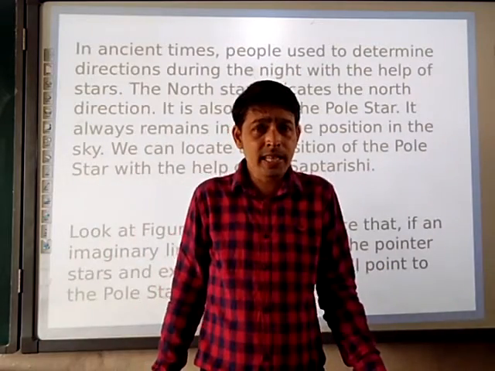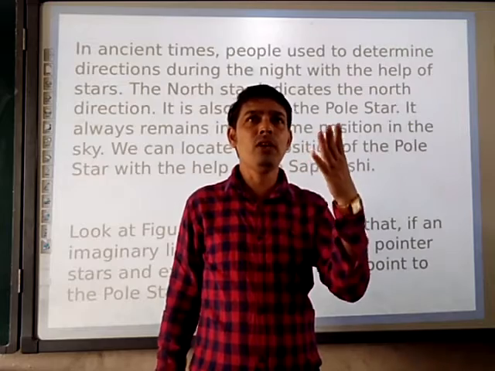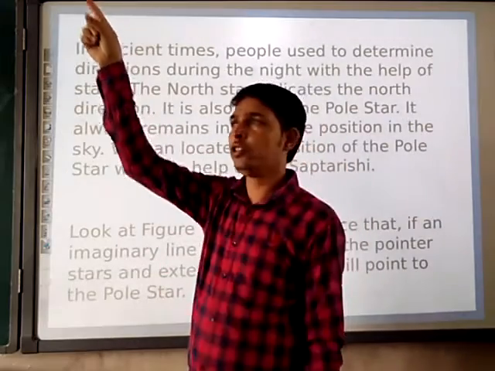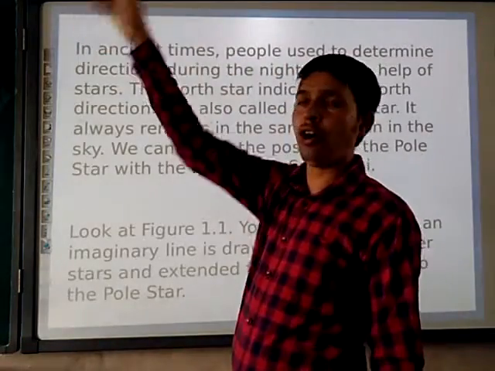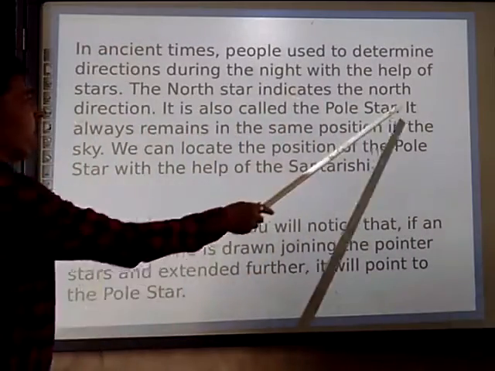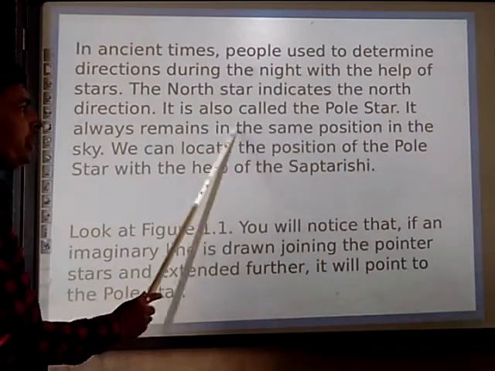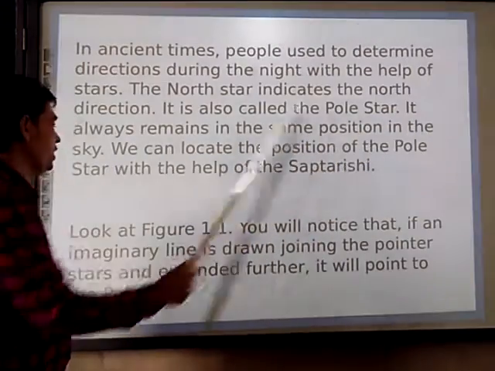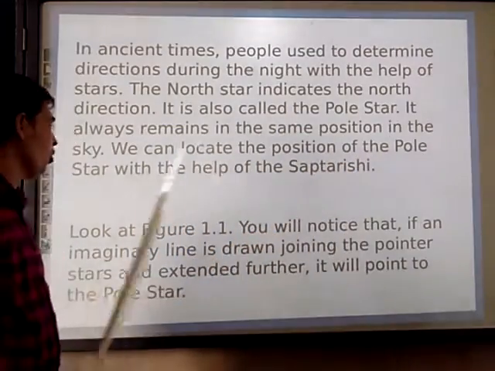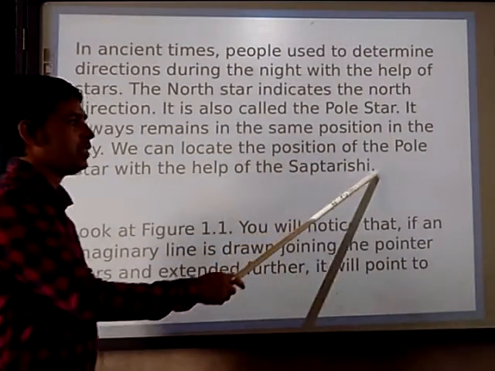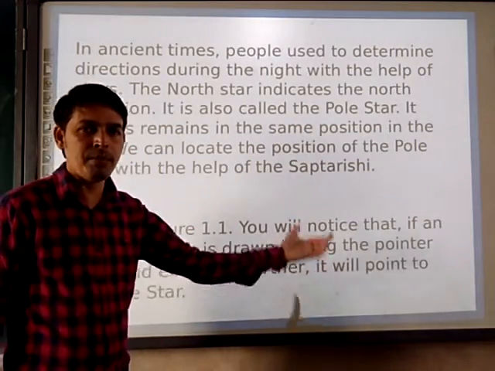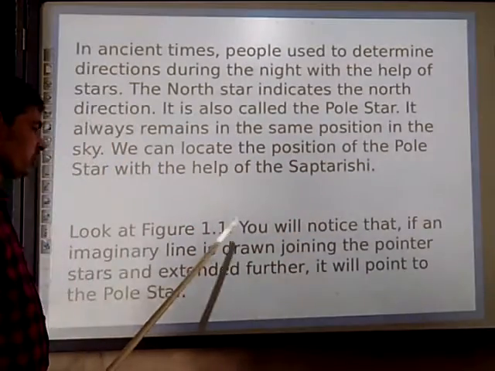So if you want to go in the north direction, where is the pole star? Oh yes, this is the pole star, so this direction is north. It always remains in the same position in the sky. We can locate the position of the pole star with the help of Saptarishi, as we are going to see in figure number 1.1 in the upcoming slide.